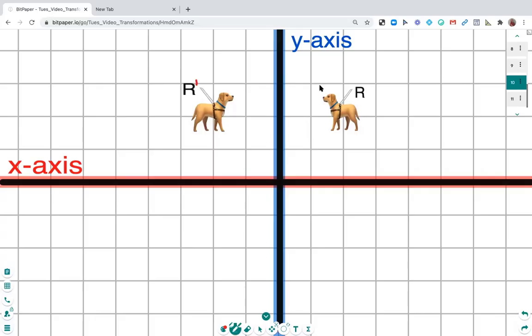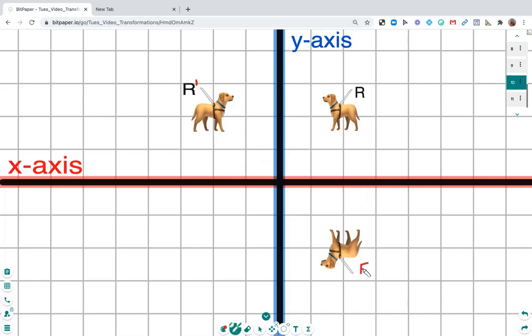And then if we take Ranger, we could also flip him over the x-axis. So flip him this way. And he would land here. Again, he's 2 squares away from the x-axis. And we would call this point, again, R prime. Well, I guess I could just rewrite it.